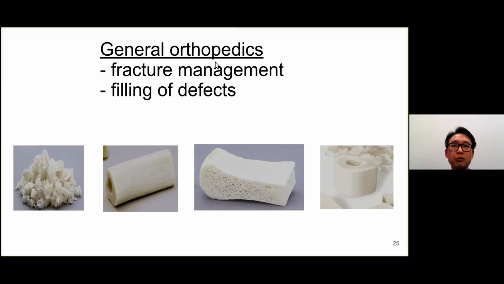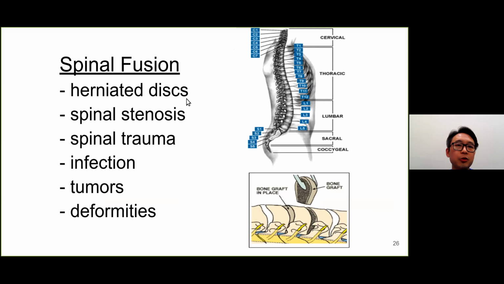So on a larger scale, orthopedic surgeons can use this material to help manage bone fractures and fill in bone defects. Similarly, for spine surgeries, bone grafts can be used for spinal fusion when there is damage from things such as infection or trauma, or sometimes for other issues to help treat herniated discs or spinal stenosis.